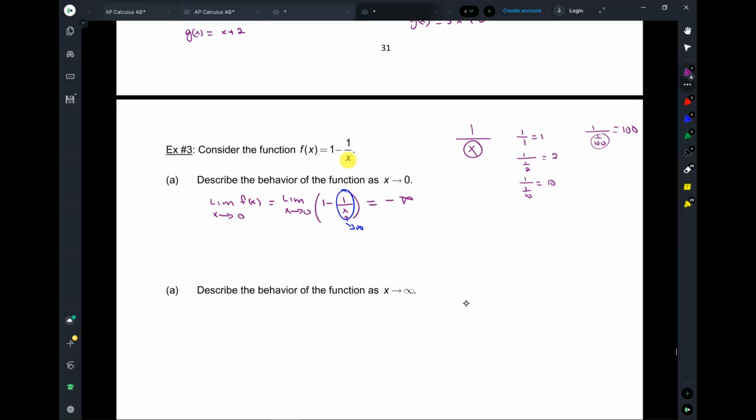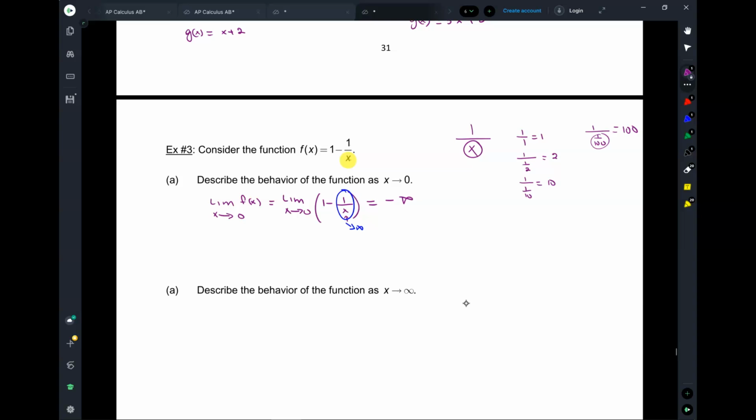So this is just negative infinity. All right? So how did we do that? We said, okay, this number x gets really, really tiny. That means the whole fraction gets really, really big. It approaches infinity. 1 minus an infinitely large number is that.